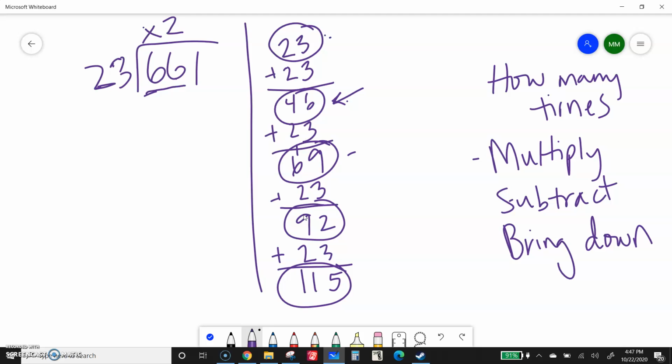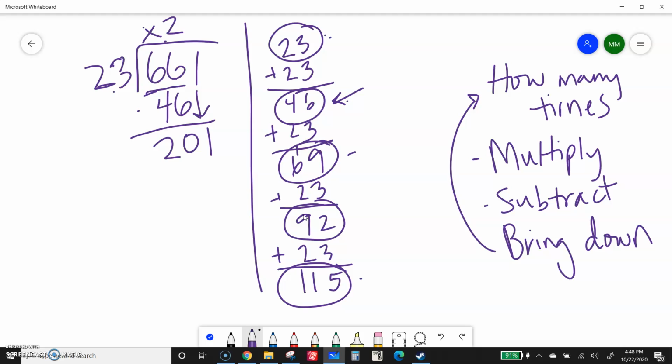Now I can multiply. 2 times 23 is 46. Now I'm going to subtract. I get 20, bring down the 1. Back up to the top. How many times does 23 go into 201?